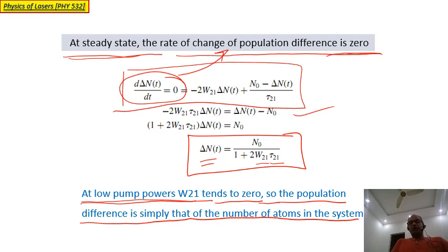So at low pump powers, omega to 1 tends to 0. जब pump power low होगी तो stimulated emission मुमकिन नहीं है. ठीक है, so क्या कह रहे हैं, the population difference is simply that of the number of atoms in the system, the total number of atoms in the system.